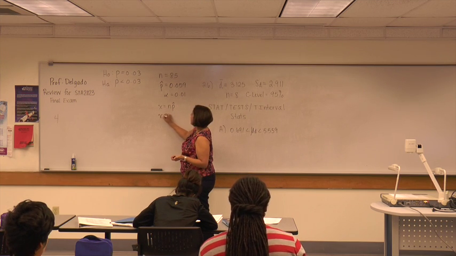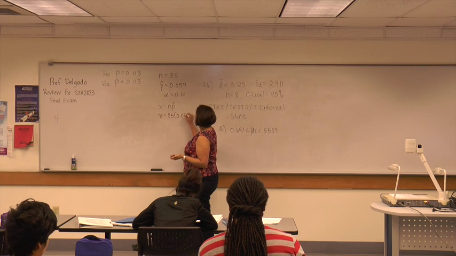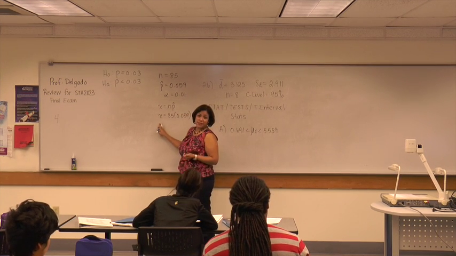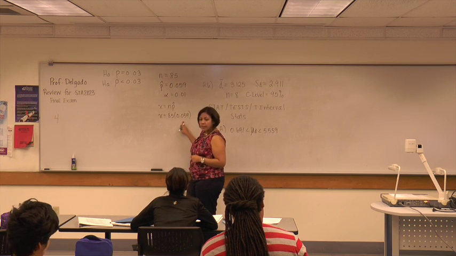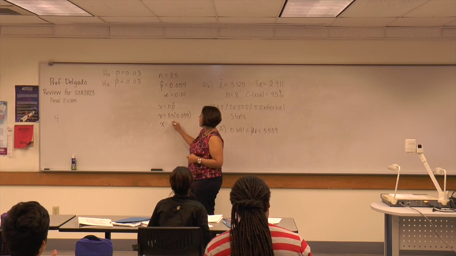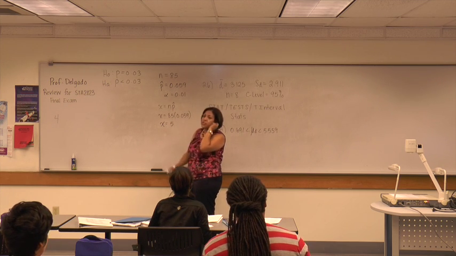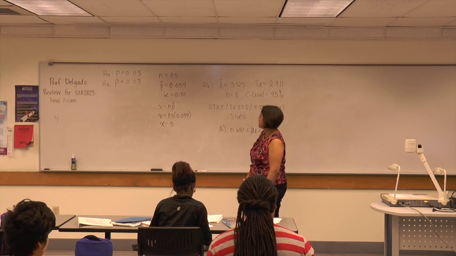So x in this case is 85 times 0.059, and it has to be a whole number because this is counting the number of items. So what does that give you on your calculator? 5.01, so it's just 5. You round according to the normal rules of rounding.